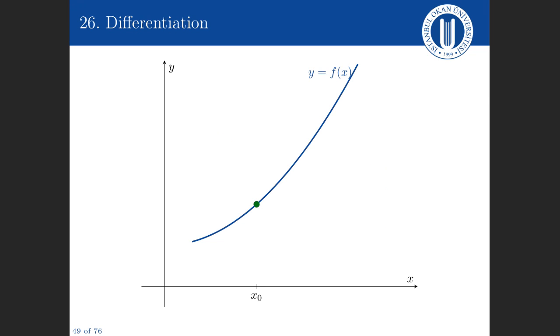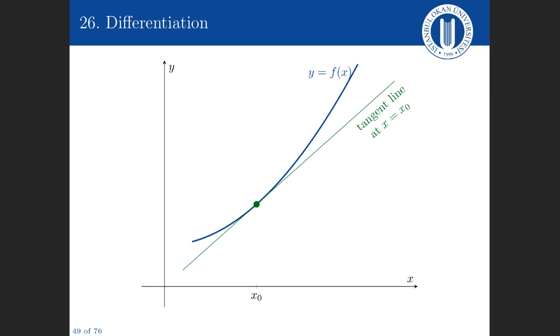What about if we have a function? This is not a straight line, this is a curve. How could we describe the slope of a curve like this? Suppose I wanted to know the slope of this curve at the green point, where x is equal to x0.